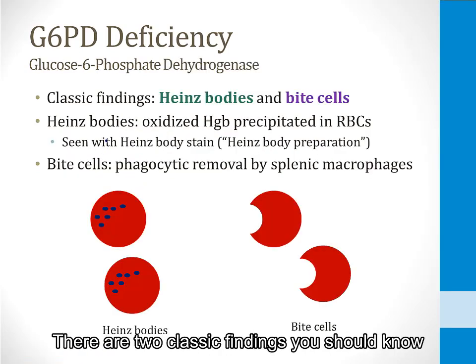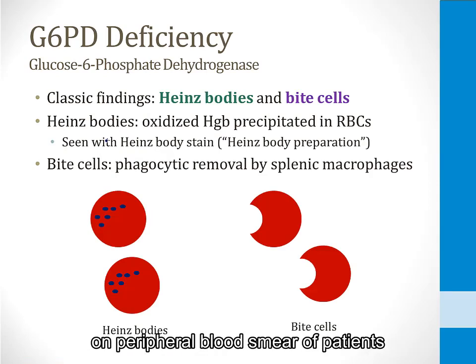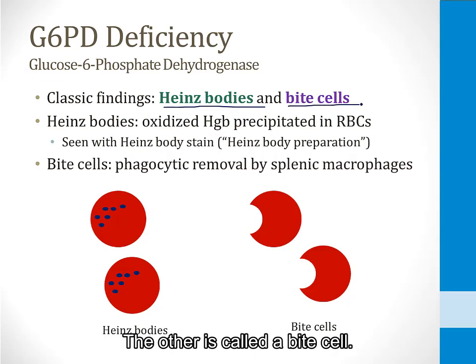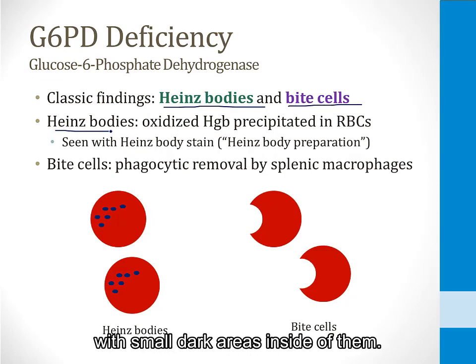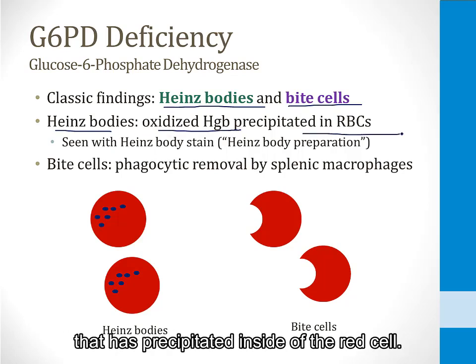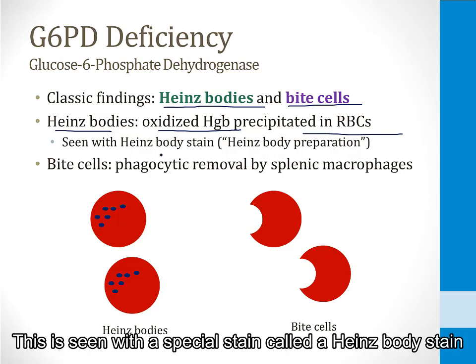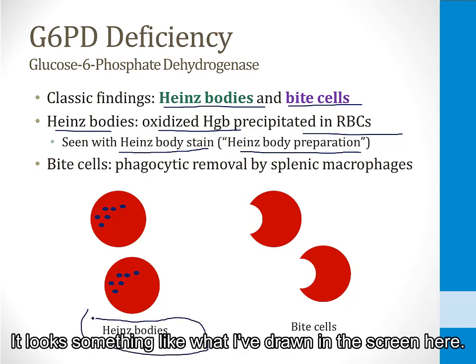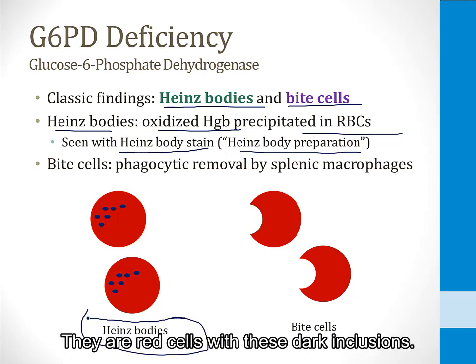There are two classic findings you should know on peripheral blood smear of patients with a G6PD deficiency. One is called a Heinz body, the other is called a bite cell. Heinz bodies are red cells with small dark areas inside of them. The dark areas represent oxidized hemoglobin that has precipitated inside of the red cell. This is seen with a special stain called a Heinz body stain. It's sometimes called a Heinz body preparation. It looks something like what I've drawn on the screen here. They are red cells with these dark inclusions.